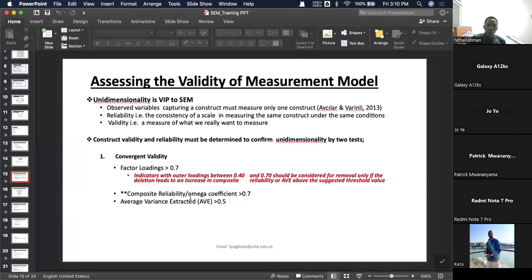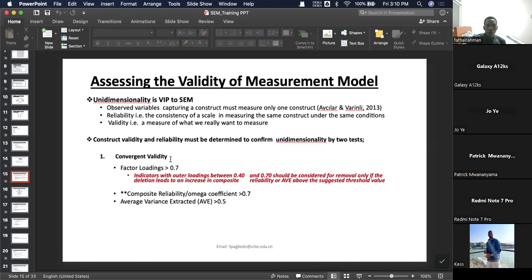Now, the next one is composite reliability, which is also known as the omega coefficient. It should also be greater than or equal to 0.7. Just keep in mind, factor loading should be at least 0.7, composite reliability should be at least 0.7, and the average variance extracted should be greater or equal to 0.5. Now, let's run this. These three conditions, let's see how we are going to implement them.